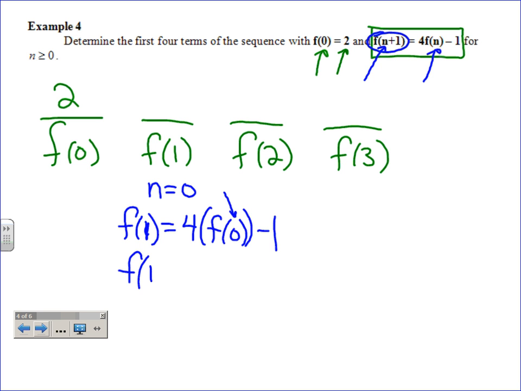Okay, so f of 1 is 4 times whatever f of 0 is. I sure hope we know what it is. And we do. We were told it's 2. And then minus 1. So f of 1 ends up being 7. Because f of 0 is 2. So I replaced it.